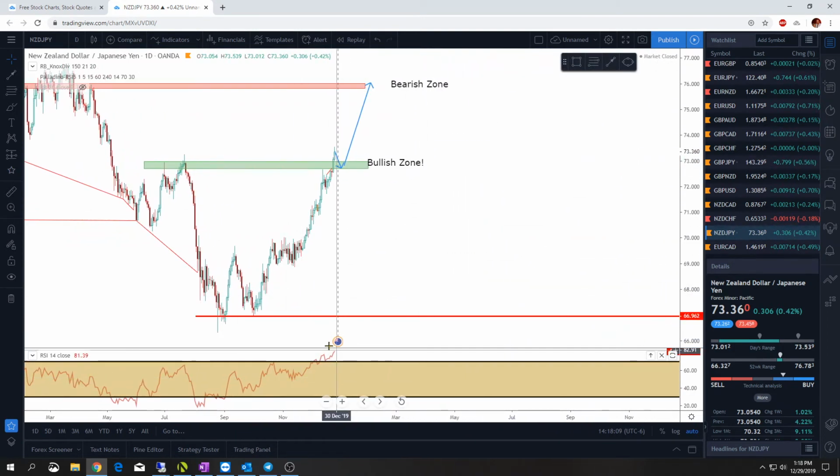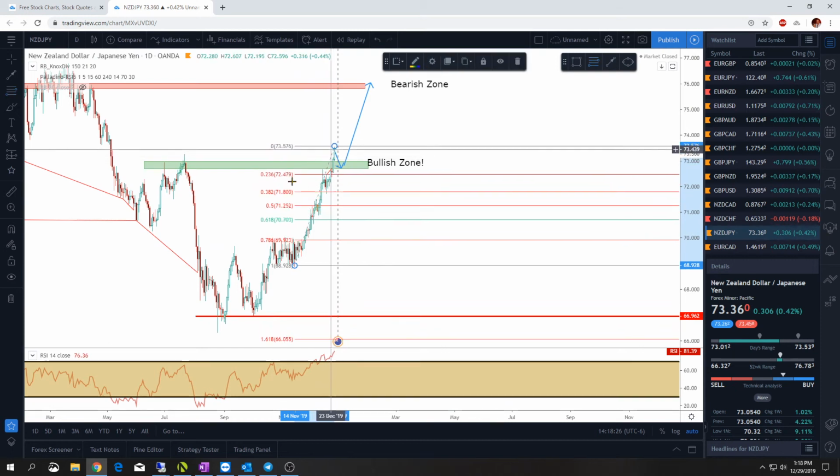Also, look at where we're at on RSI. I doubt you're going to get a lot of buying pressure, so this pullback could go pretty deep. Could be a pretty deep one. And if we throw our Fibonacci retracement tool on that impulse leg, we could get a pullback all the way down to this area.